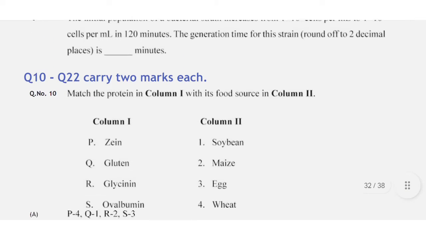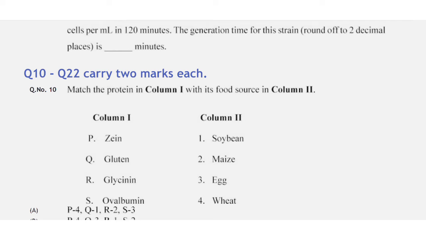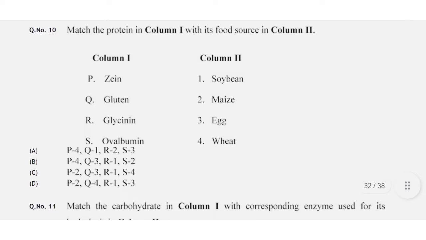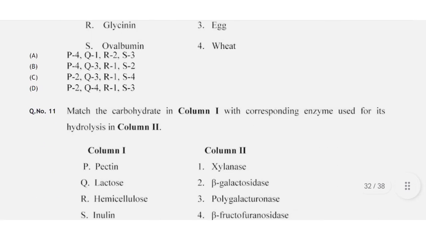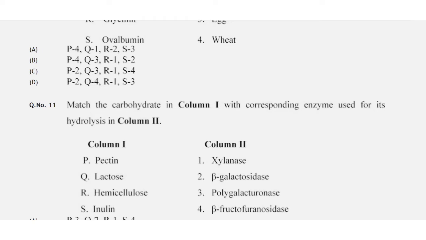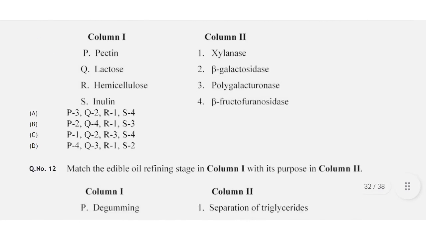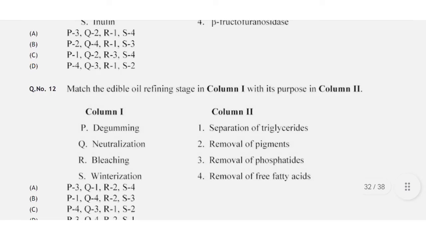For question number 10, match the protein in column 1 with the food source in column 2. The right option is D. Now for question number 11, match the carbohydrate in column 1 with the corresponding enzyme used for its hydrolysis in column 2. The right answer is A. For question number 12, match the edible oil refining stage in column 1 with its purpose in column 2. The right answer is option D.